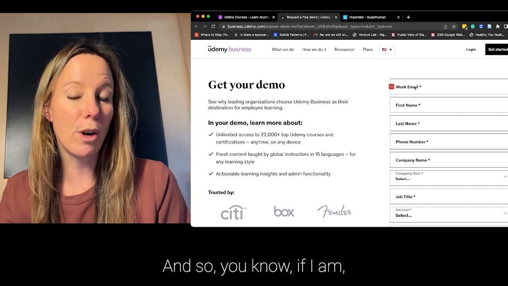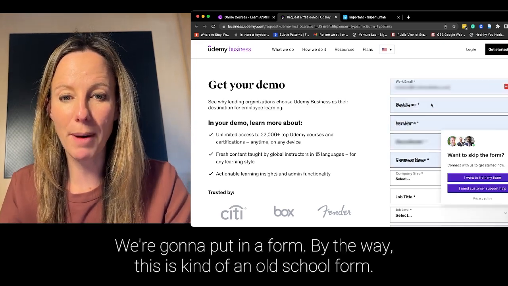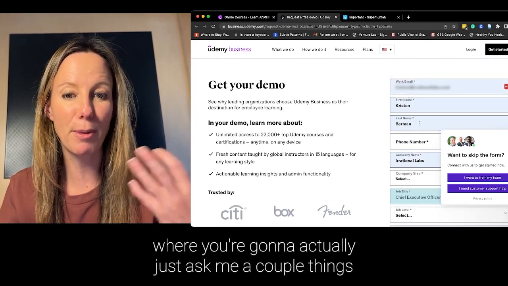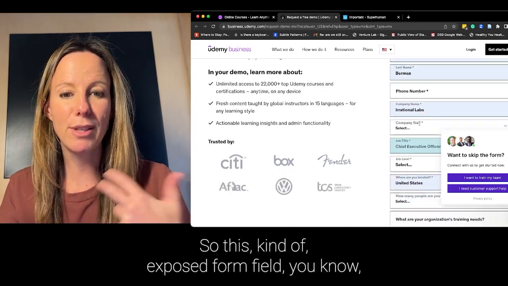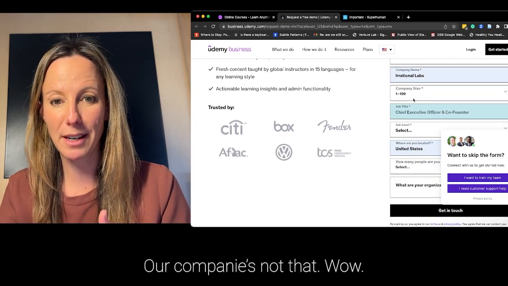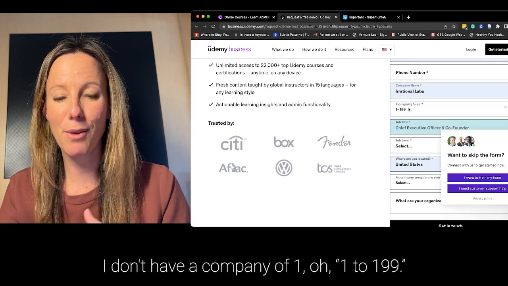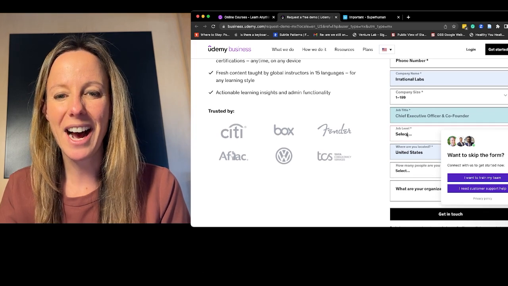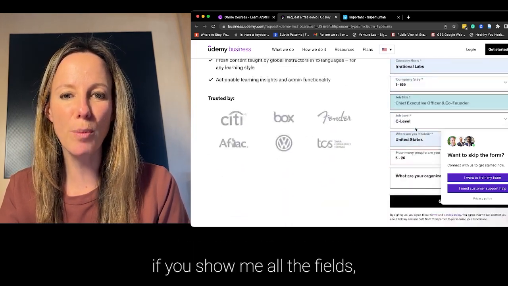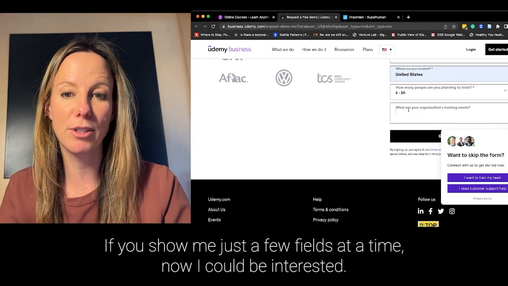And so, if we want to actually see how this works, we're going to go through here. We're going to put in a form. By the way, this is kind of an old school form. What we know about forms is just progressive disclosure here, where you're going to actually just ask me a couple things and then say next, and then I'll put my phone number in. So this kind of exposed form field, we talk about this a lot. Wow. Wait, hold on. How did we get to only... I don't have a company of 1 to 99. I was just 1 to 20. And so, the idea of just pushing me through something: if you show me all the fields, I could get overwhelmed and bounce. If you show me just a few fields at a time, now I could be interested.